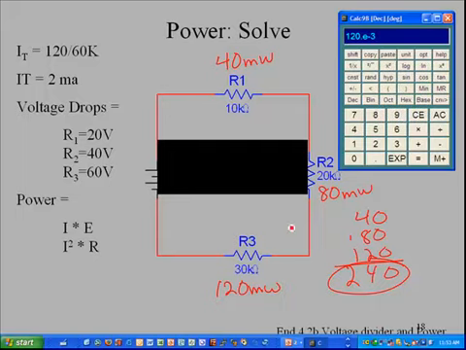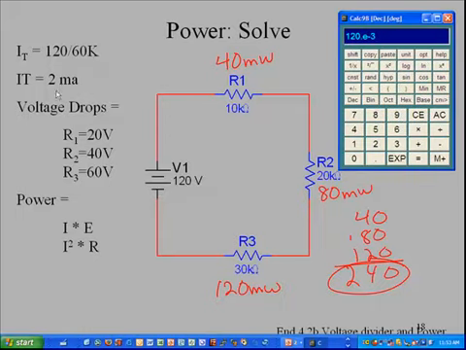Now one way to test our calculation, in fact there's a number of ways we could test this, but we know that the total current in the circuit is 2 milliamps. We could use this to solve for the total power in the circuit. So in that case, we would say 2 exponent minus 3, and take that times 120. And again, should be no surprises here, 240 milliwatts.